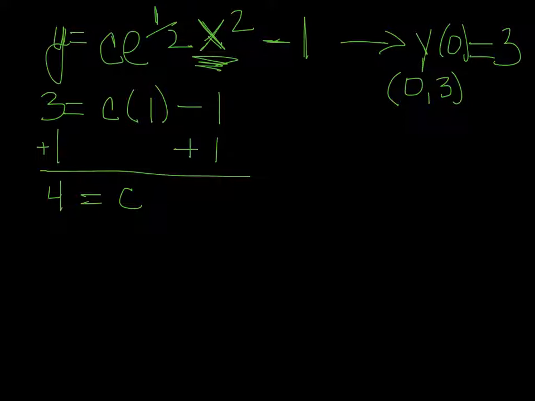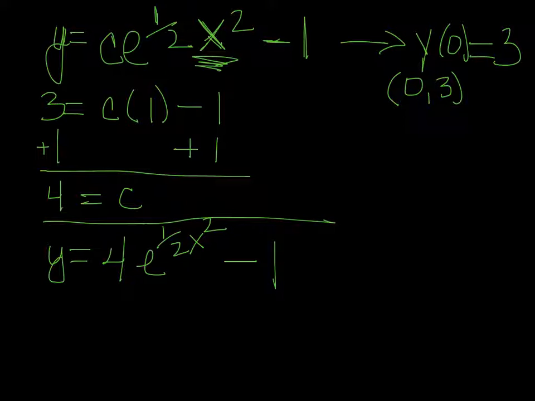So now all I do is go back and put that back into my original equation. So I'm going to get y equals 4, there's my c value, e to the 1/2 x squared, and then minus 1. And that is your solution. That's the equation with y equals.